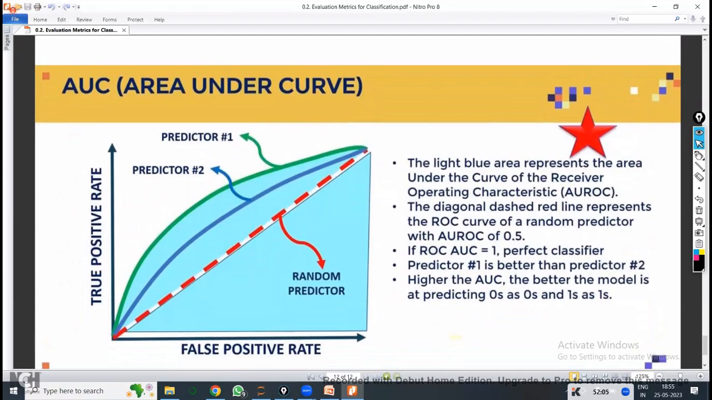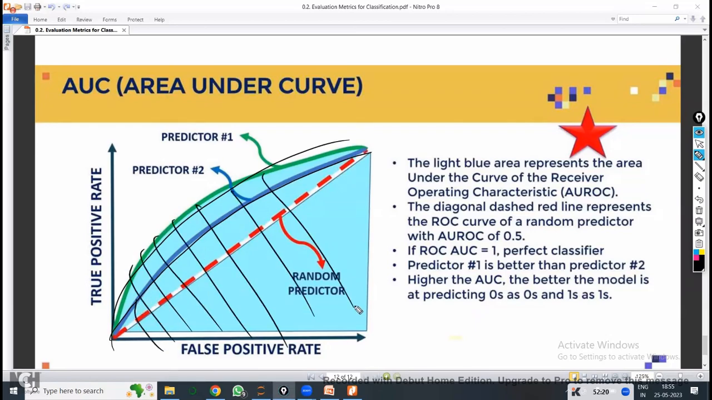For example, here I have the blue line and the green line. Out of these 2, which has more area below it? Green will have more area below it, comparatively. Area under the curve means whatever the area is below that line. So the higher the AUC, the better the model.